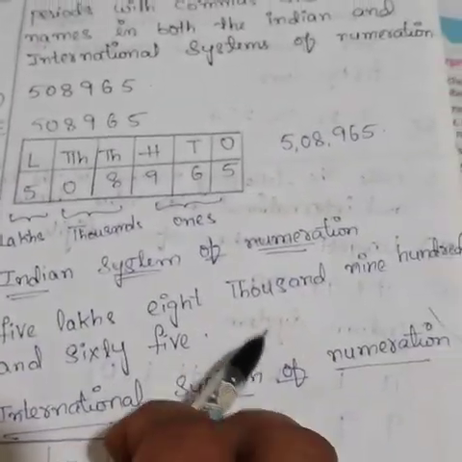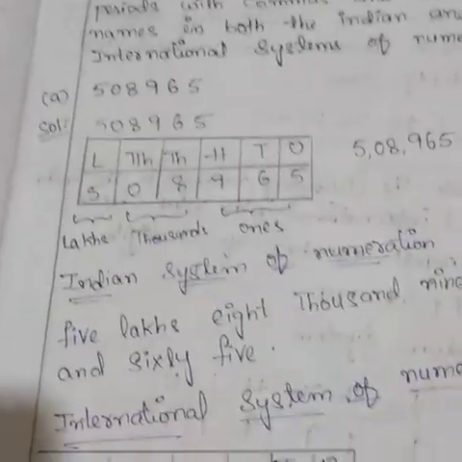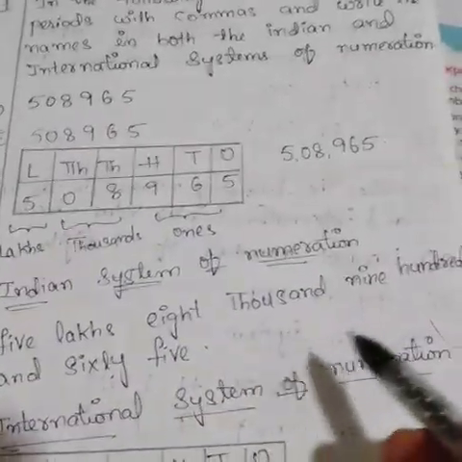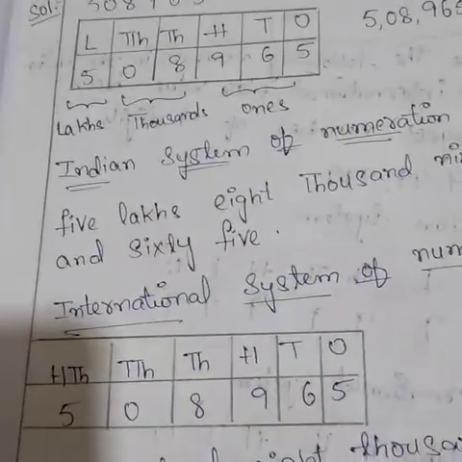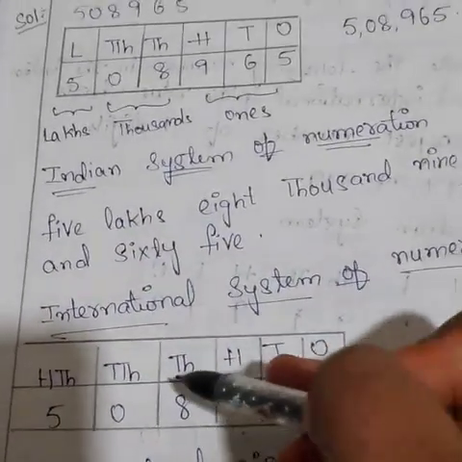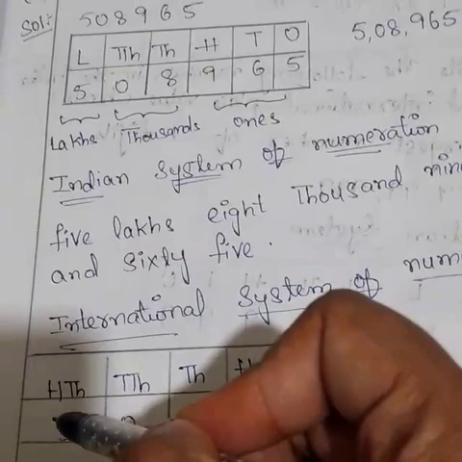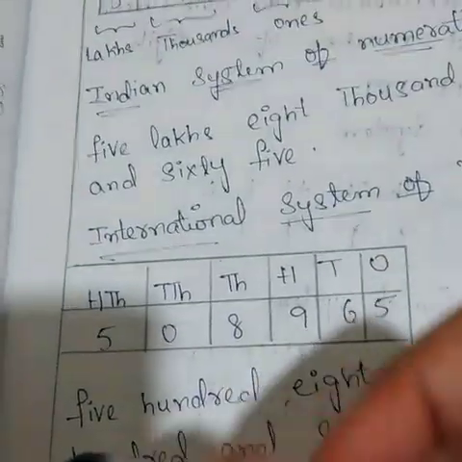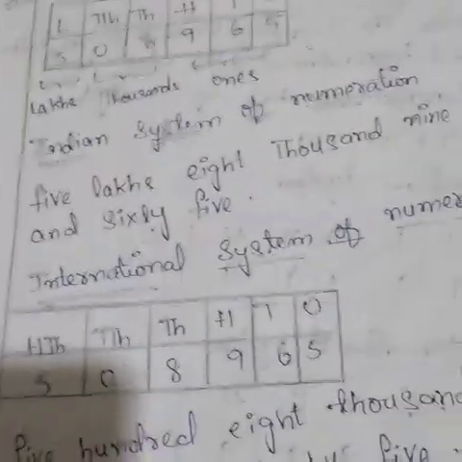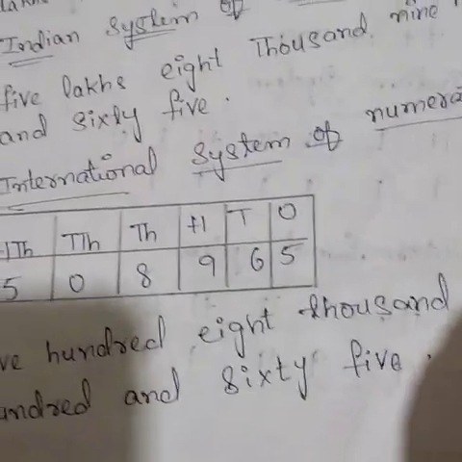5 lakhs 8,965. This is the Indian system of numeration. What is the international system of numeration here? Ones, tens, 100, 1,000, 10,000 and 100,000. We get lakh in the Indian system, but here it is 100,000. So you have to write in words 500,8,965. This is the international system of numeration.